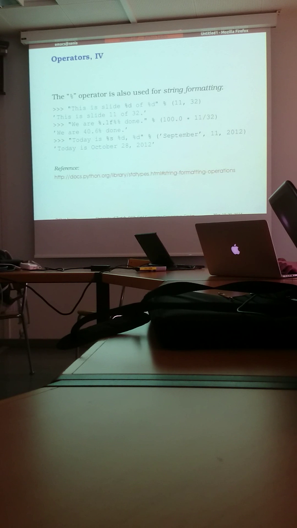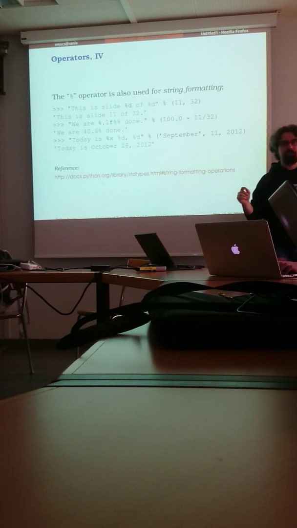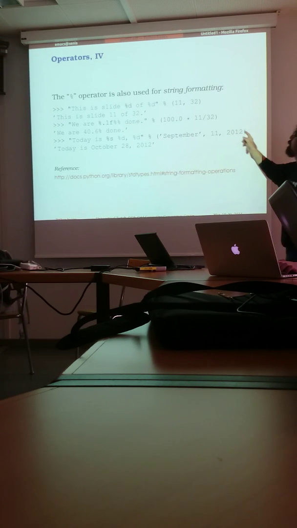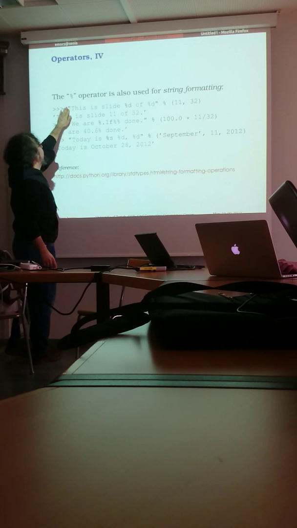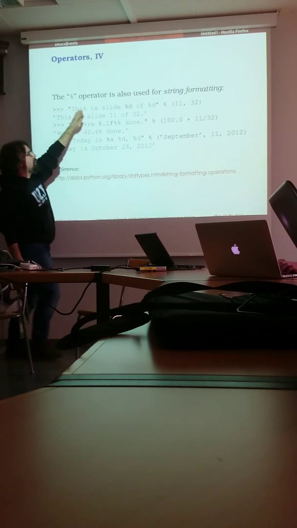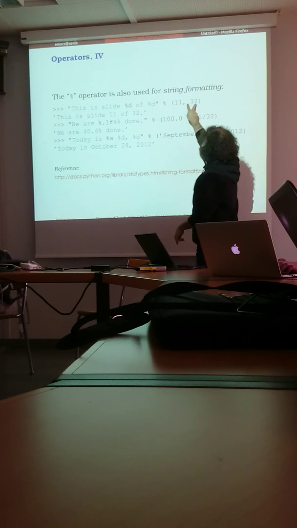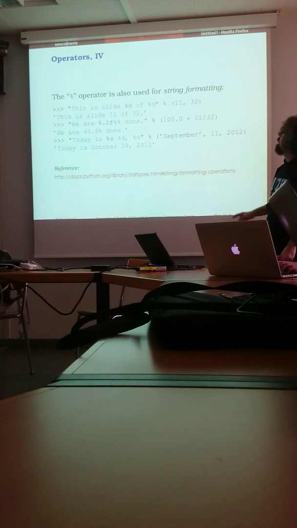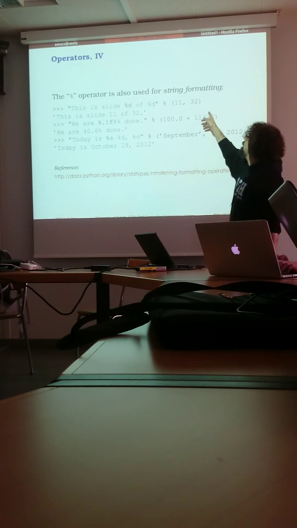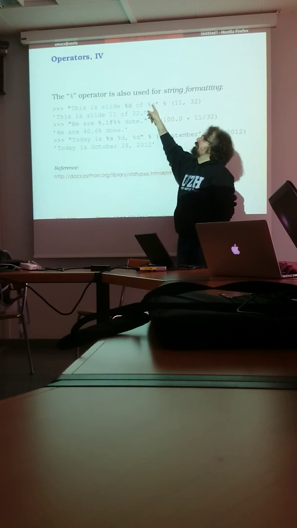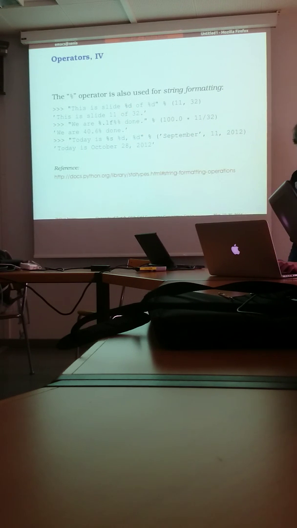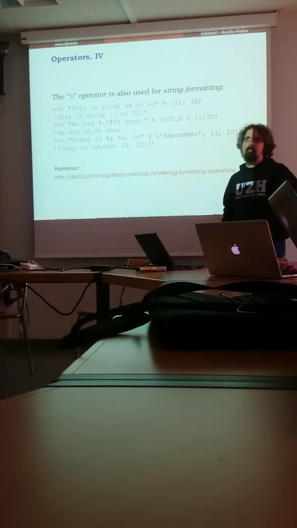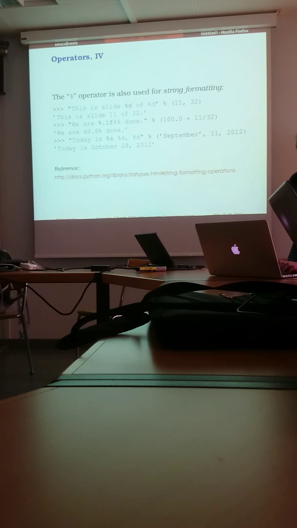But this has also meaning with strings, and this operator is used for string interpolation. This means you provide a template string on the left, then the percent operator, and then the values to be substituted into this. And where are these values substituted? Where a percent letter code is found in the string. If you are familiar with C or C++, this is the same format used in the printf statement in C.